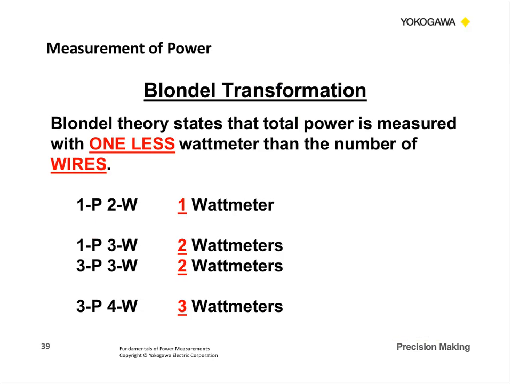So let's look at Blondel's transformation. Blondel's theorem states that the total power is measured with one less wattmeter than the number of wires. Think about what was done so far. With a single-phase two-wire, we used one wattmeter. With my single-phase three-wire, also sometimes called split-phase, we used two wattmeters, right? Now for a three-phase three-wire, we've got three wires, so all we need to do to measure total power is use two wattmeters. And then our three-phase four-wire, we're going to use three wattmeters.